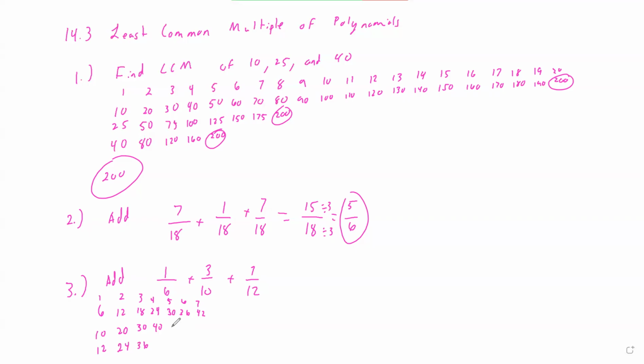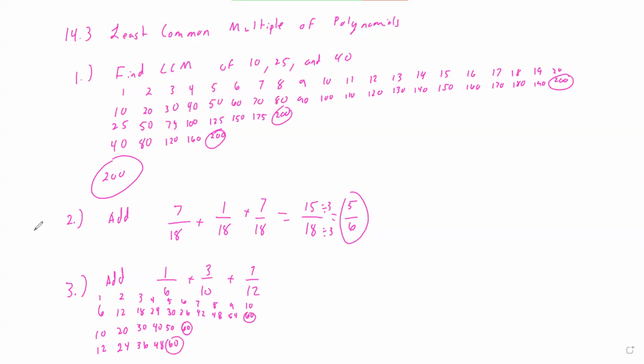And now 5 times 10 is 50. So then 8 times 6 is 48. 9 times 6 is going to be 54. 6 times 10 is 60. So then 10 times 6 is also 60. 4 times 12 would be 48. And then 5 times 12 happens to also be 60. So 60 is my winner.